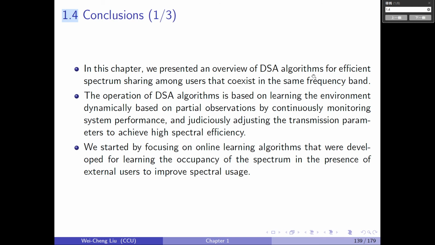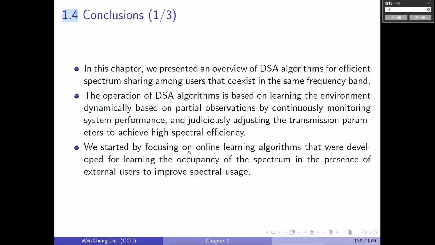DSA algorithms for efficient spectrum sharing among users that coexist in the same frequency band. The operation of DSA algorithms is based on learning the environment dynamically based on partial observations, by continuously monitoring system performance and judiciously, okay, we have taught the meaning of this word to you. If you forget, please review our handout. Adjusting the transmission parameters to achieve high spectral efficiency.